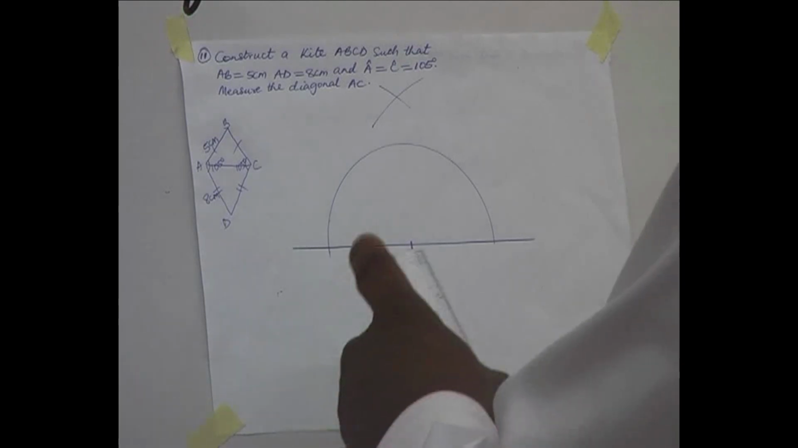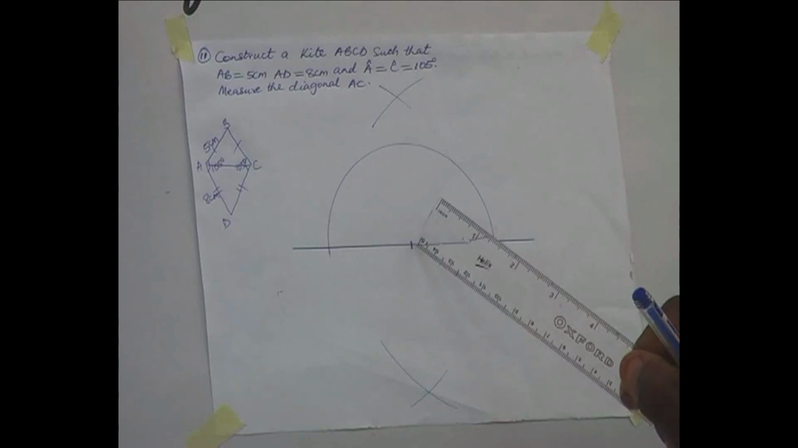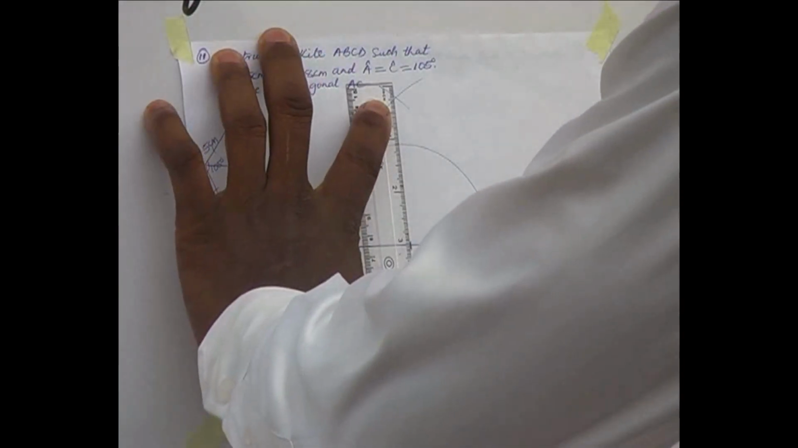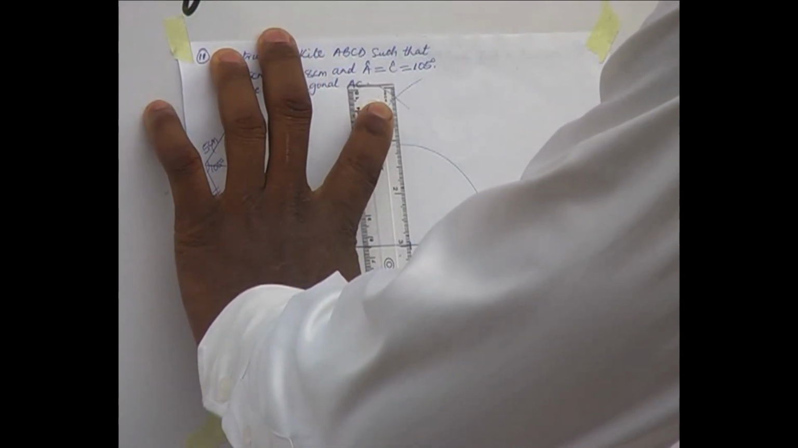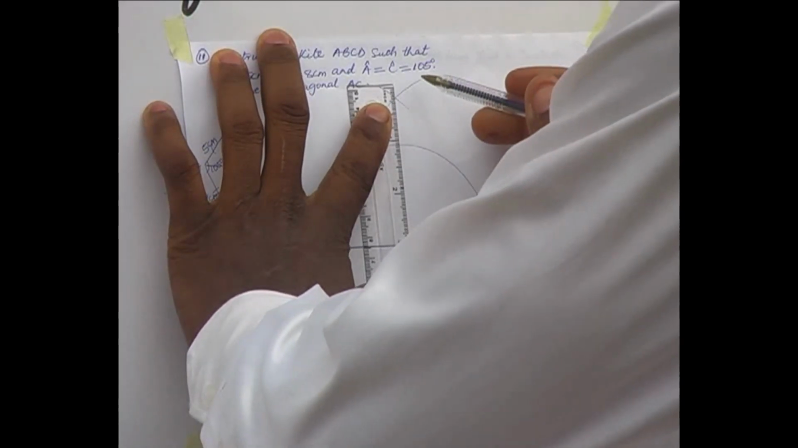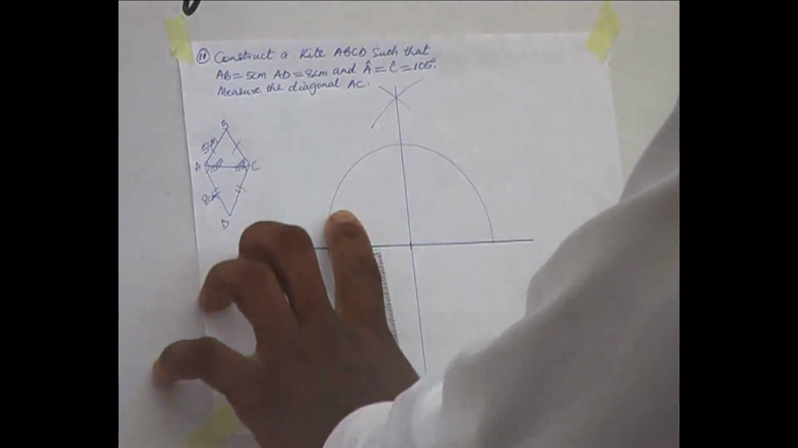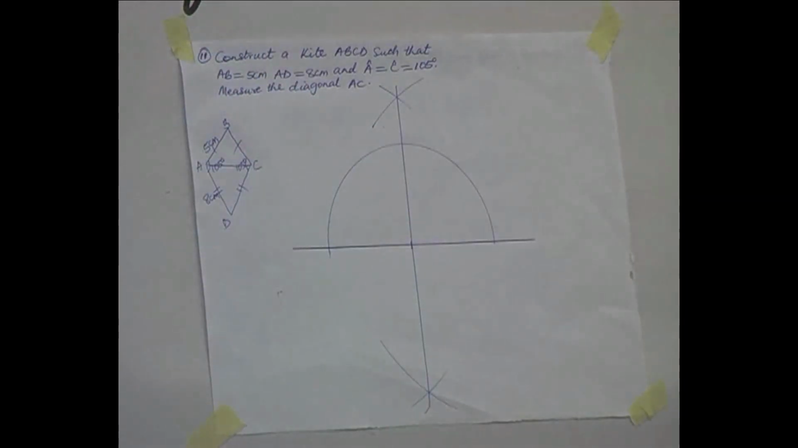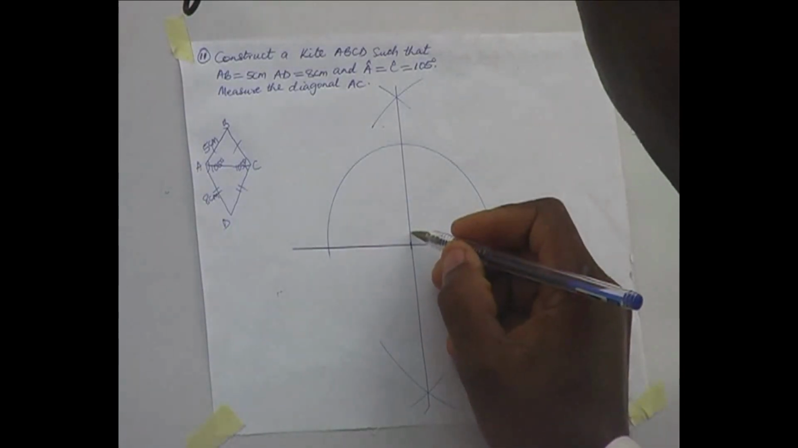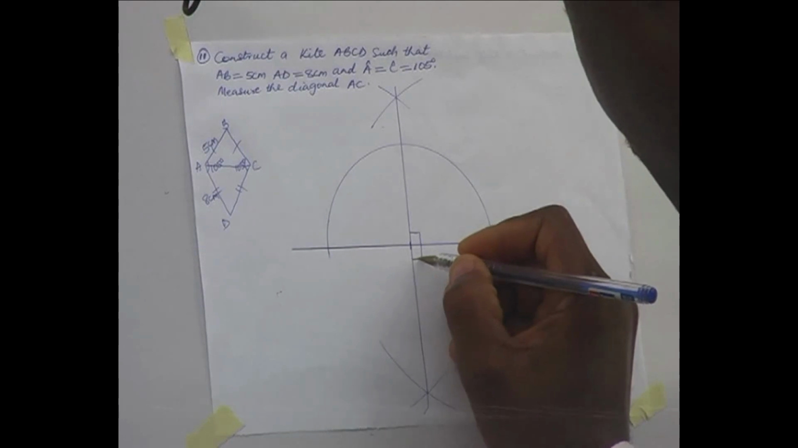Now use your ruler to join these 2 points of intersection. You will find out that it will pass through this point. Join the 2 points carefully. What you have just done is you have constructed angle 90 degrees up and down.